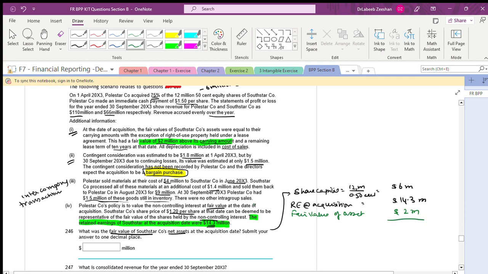Fair value of the lease term, and they are talking in terms of the retained earnings and share capital. How much is there? 14 plus 6 plus 2, 22.3 million. Is it right? 22.3 million.